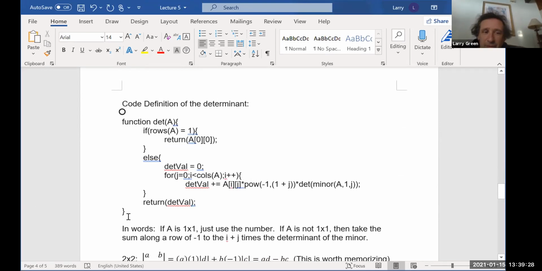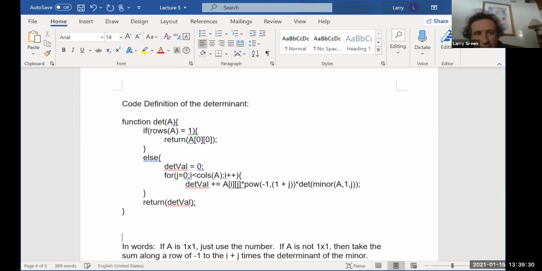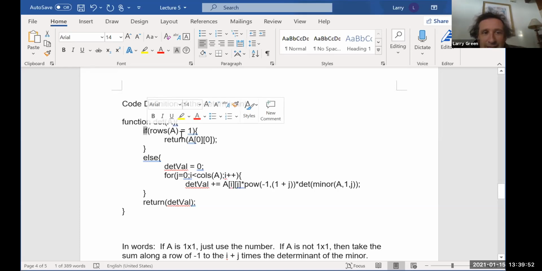This only took me a few minutes to write the whole code. And this is kind of like JavaScript in a way. So the determinant is a function. Let's call it det of A. And here's what you do. The first thing is you have an if statement. If the number of rows of A is 1, that means we have a 1-by-1 matrix, then you just return the value.